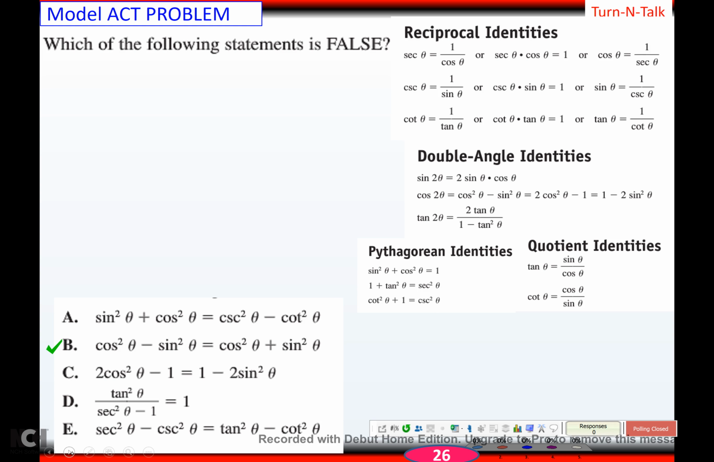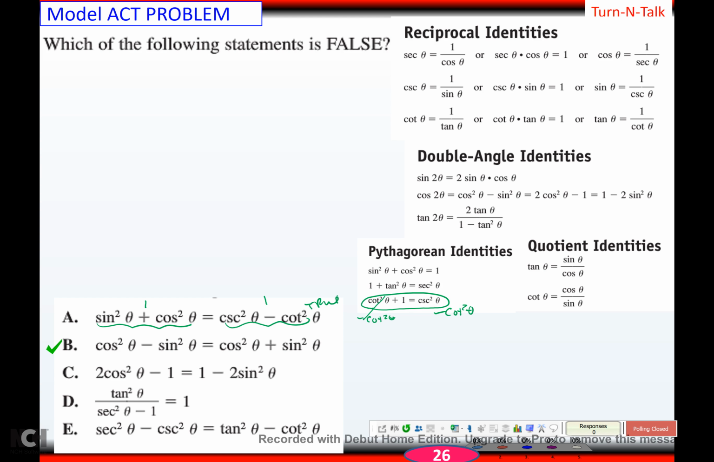Alright, if I start with A, sine squared plus cosine squared, that's 1. Cosecant squared minus cotangent squared. Well, I'm going to look at my Pythagorean identities. Cotangent and cosecant is this one. It doesn't look like that, but could I make it look like that? Well, if I subtract cotan squared, I get 1 equals cosecant squared minus cotan squared. So this also equals 1, which is true.